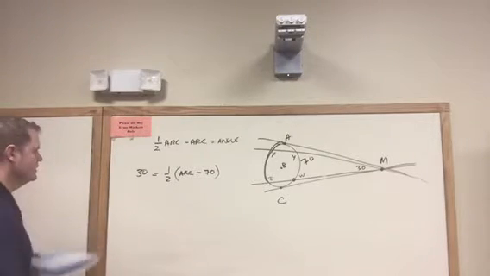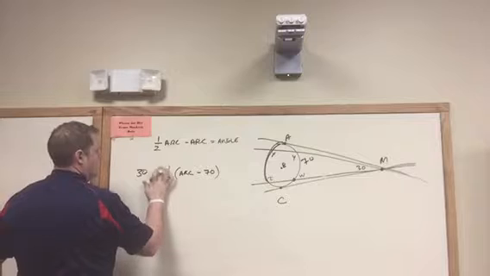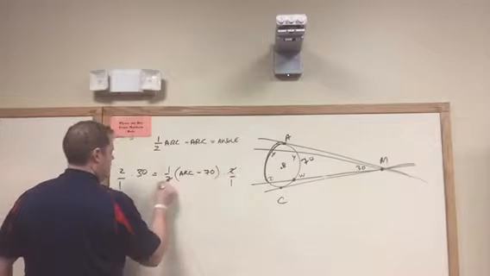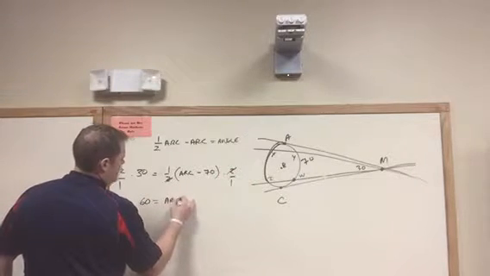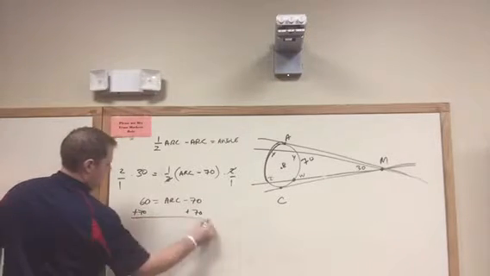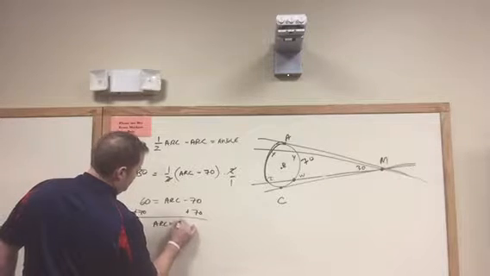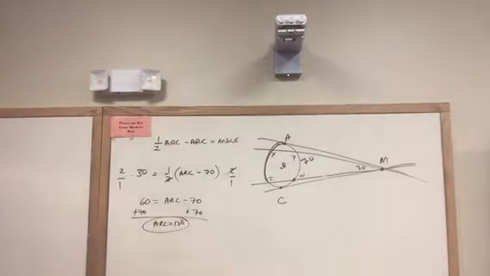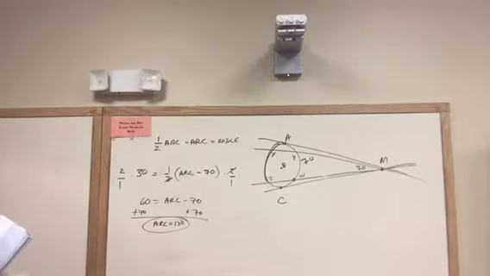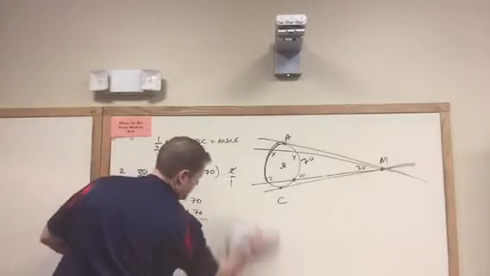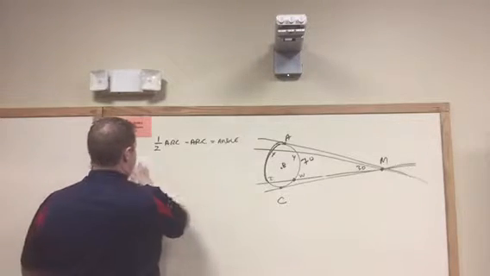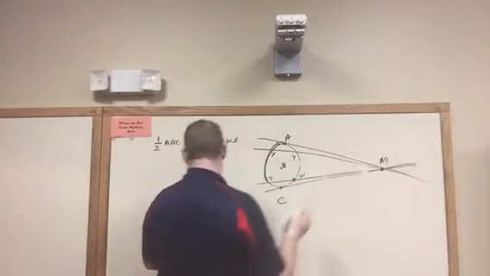So how do we solve? First off, we multiply both sides by 2. And I'll do it out here. 2 over 1, 2 over 1. 60 equals arc minus 70. Add 70 to both sides. Arc equals 130. Questions? Anybody have any questions? All right, good. Last problem of this kind.